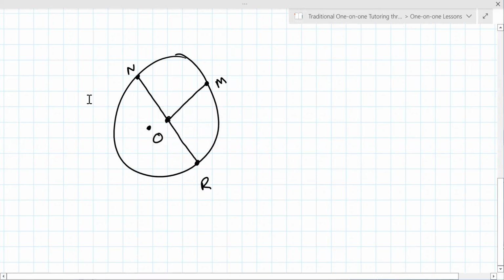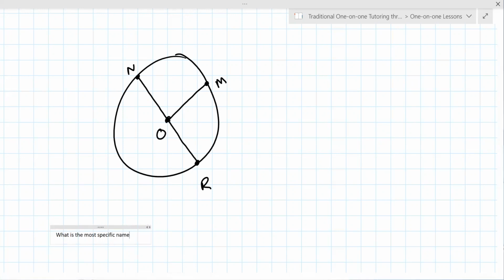Okay. And I'm going to ask you some questions now. So the first question, Sourish, I'm going to type it out here, is what is the most specific name for line segment ON?